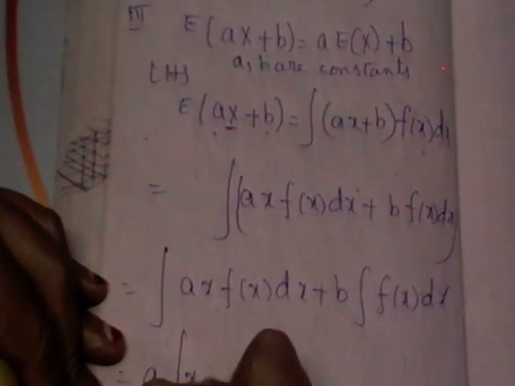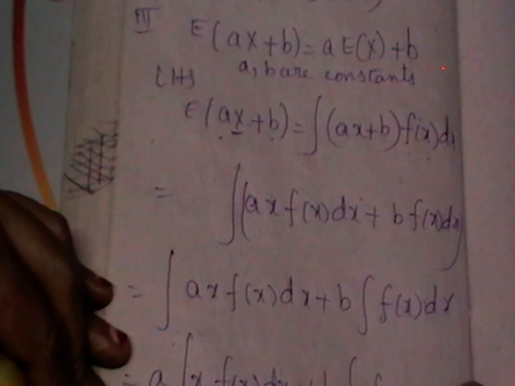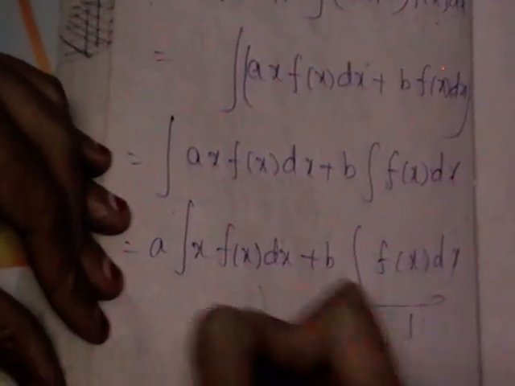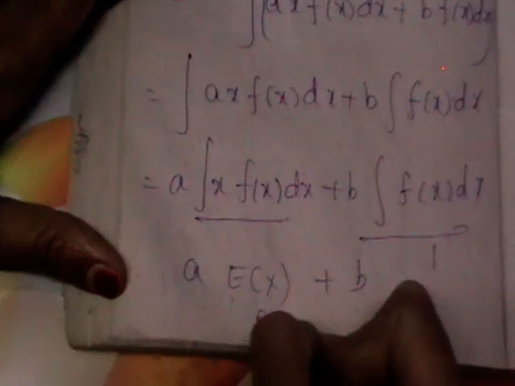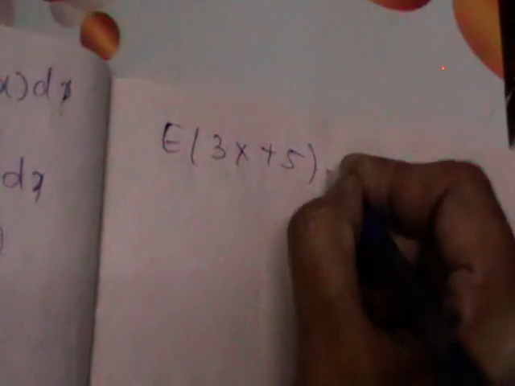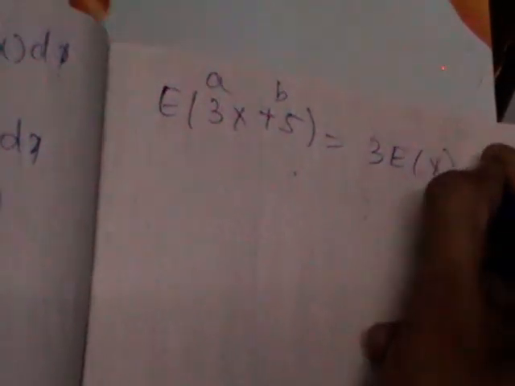When A is taken out, what is integral f of x dx? This value is 1. And integral x f of x dx is nothing but expectation of x. So A into expectation of x plus b, which is nothing but the RHS. So the third result is also proved. So from this, how can you write expectation of 3x plus 5? We can write that as, this is a and this is b, 3 E of x plus 5.